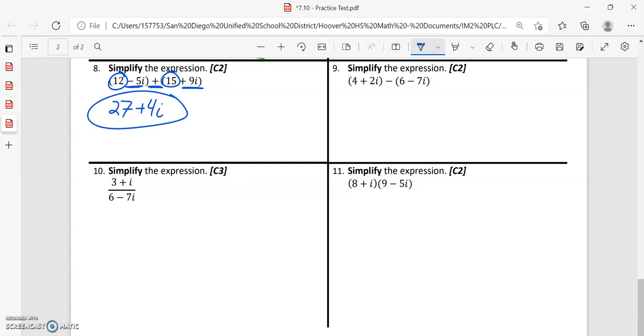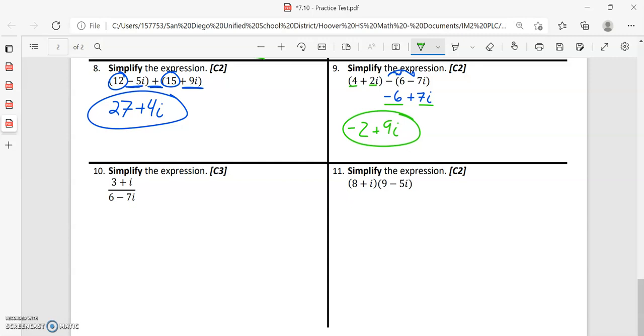Number 9, we do have a negative, so we're going to have to change both these signs. So we get negative 6 plus 7i. Negative 6 and 4 gives us negative 2. And then 2i plus 7i gives us 9i.